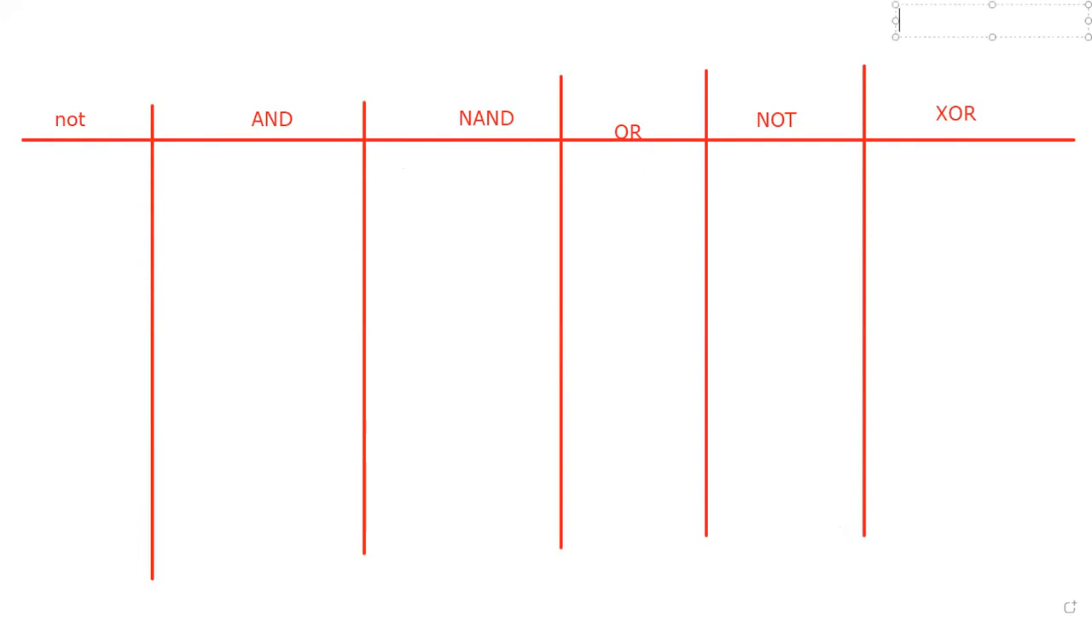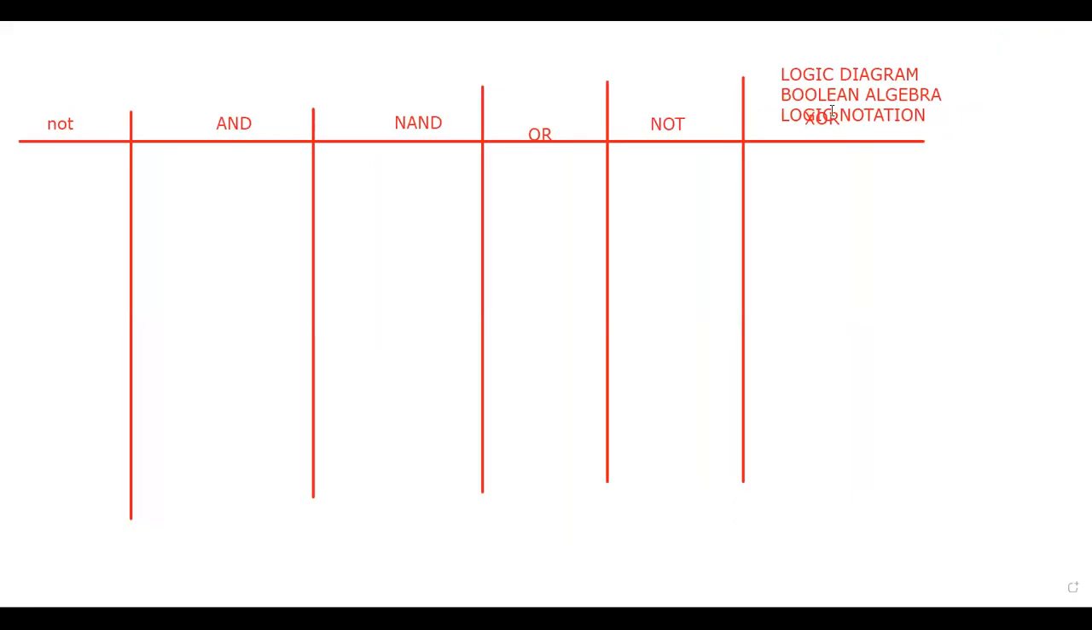First of all, we have to cover the logic diagram. Number 2, Boolean algebra. Then number 3, logic notation. We will focus on these 3 things. What are these? Logic diagram, Boolean algebra, and logic notation.